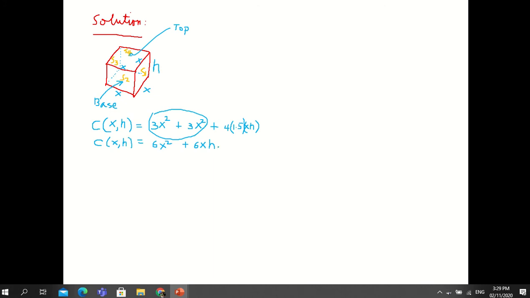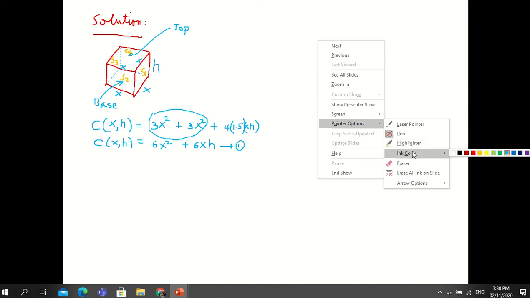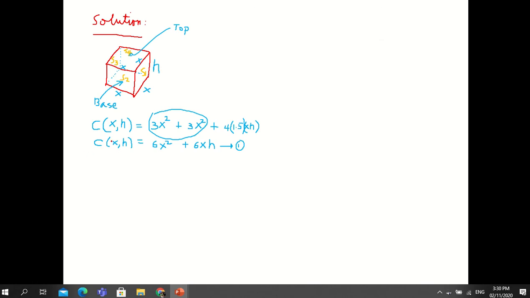We can call this our equation 1. Then the technique here, class, to make it easier to solve, is to express the left side, meaning the cost, in terms of a single variable. That is much better, no? If you can express our function in terms of a single variable. So in this case, we can express x in terms of h, or h in terms of x. So how will we do that?